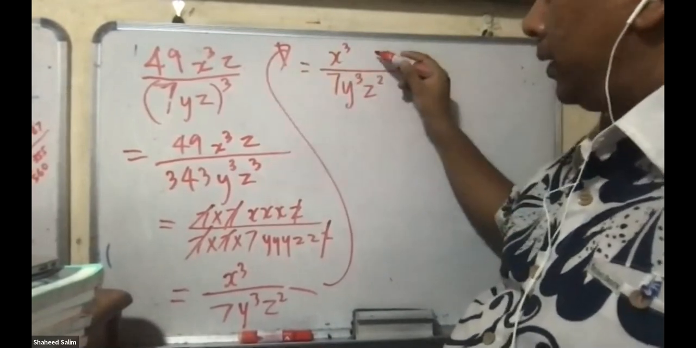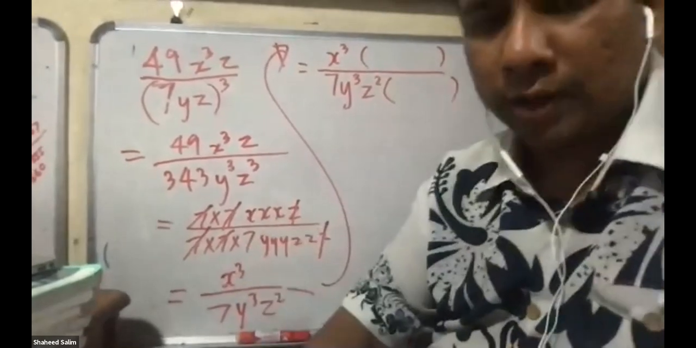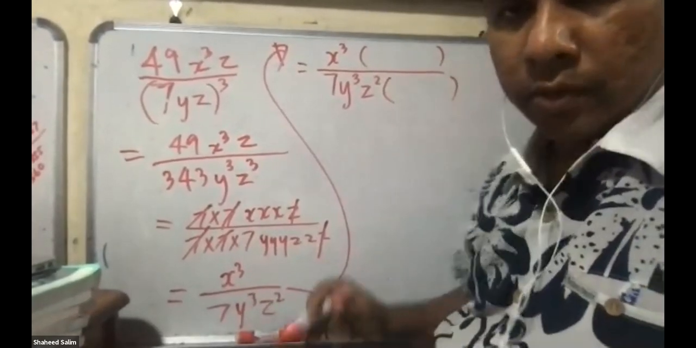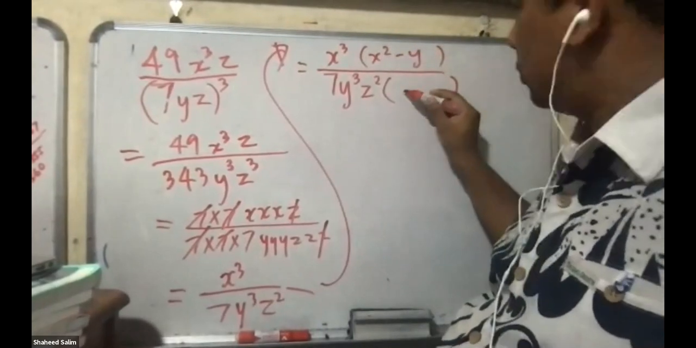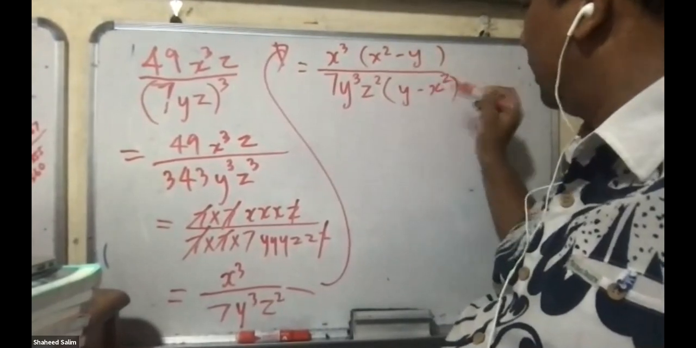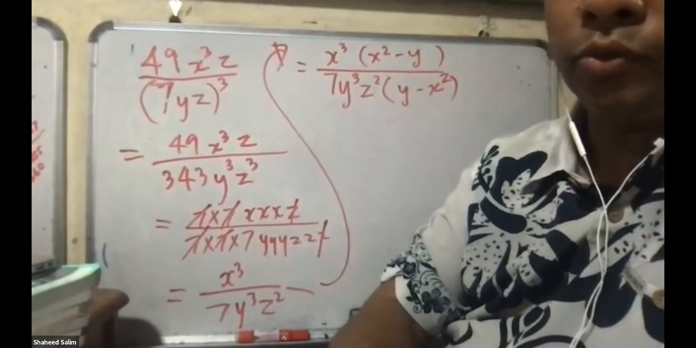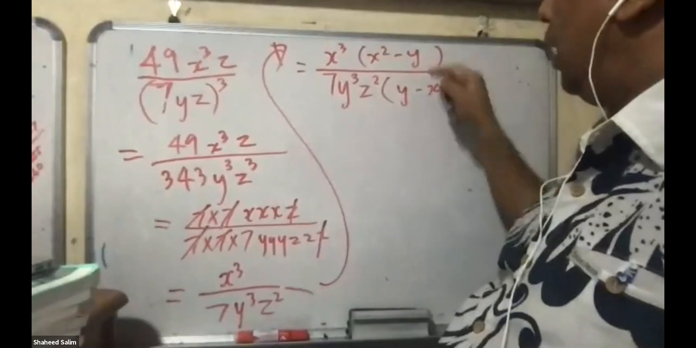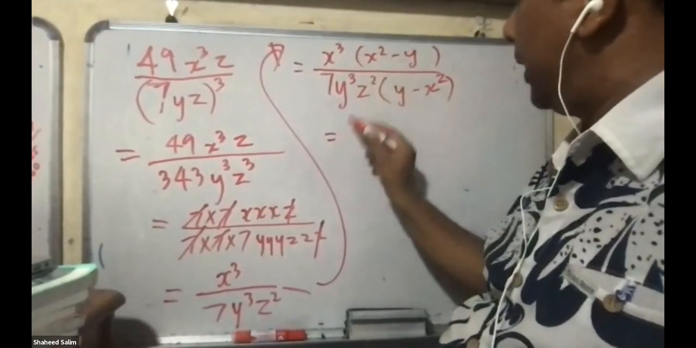Now I'm going to put back the other parts. One is X square minus Y. The other is Y minus X square. Now these two you cannot cancel yet. You have to change this one. How to change? As I said, you can put the minus outside.